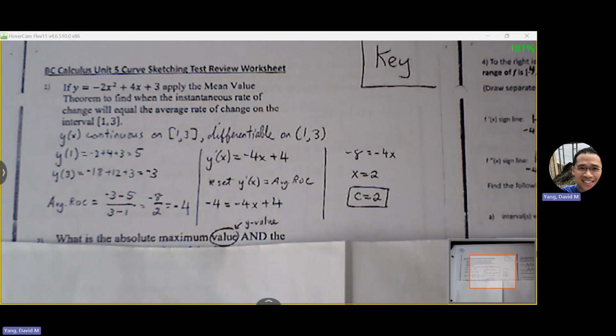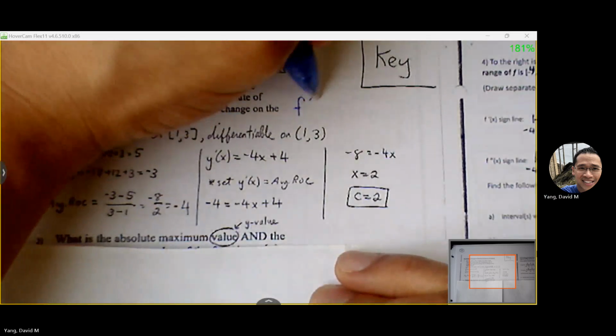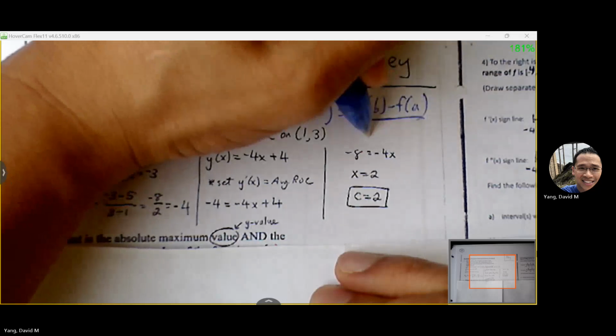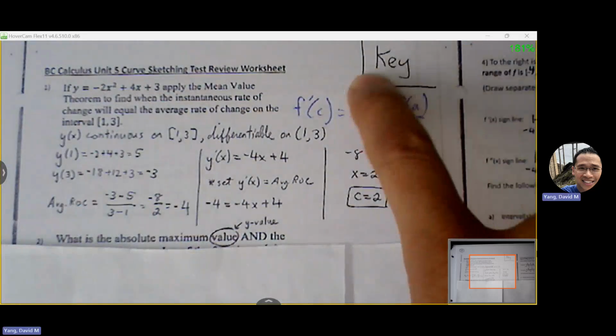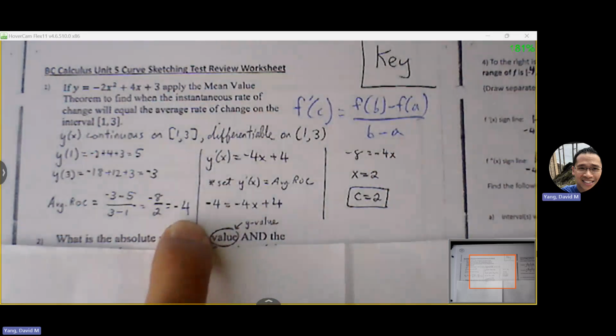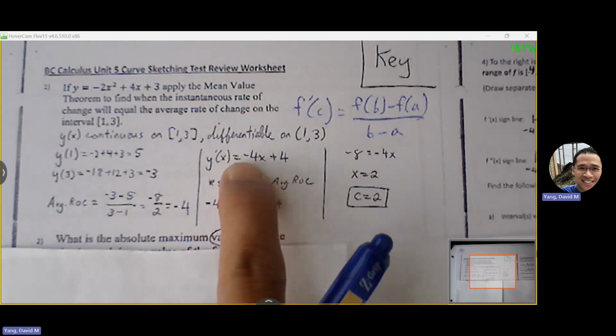Okay, so my ordered pairs are (1, 5) and (3, -3). The average rate of change is just -4. That's the slope between those two endpoints. So now we have this component of our mean value theorem. So now we're asking, okay, we know what slope we're targeting. We're trying to figure out where on the curve is the graph going to experience an exact steepness of -4. And this is where we're going to rely on the derivative.